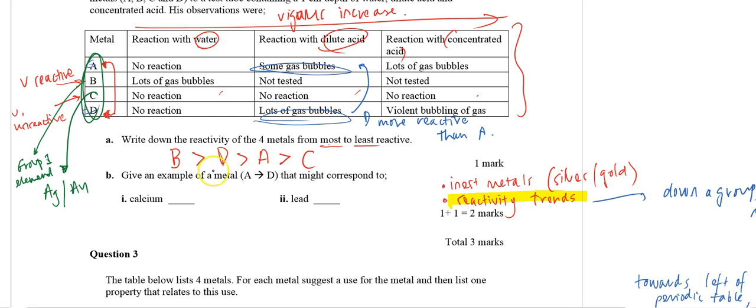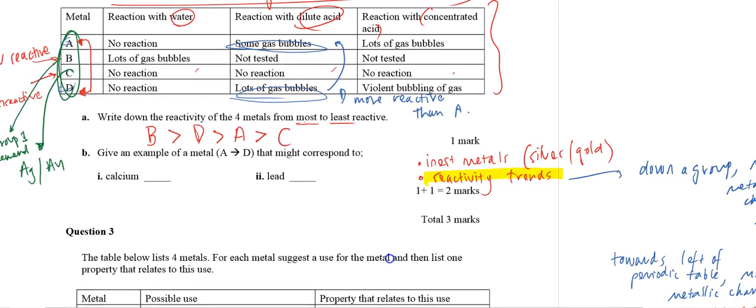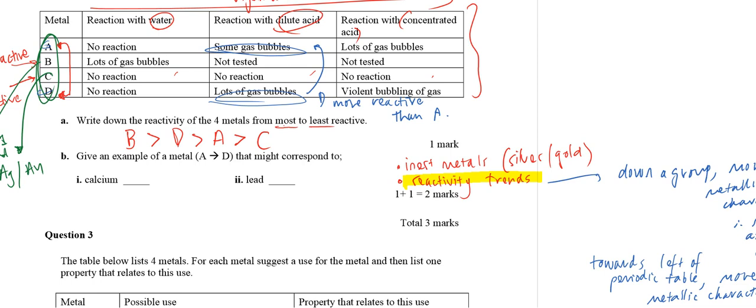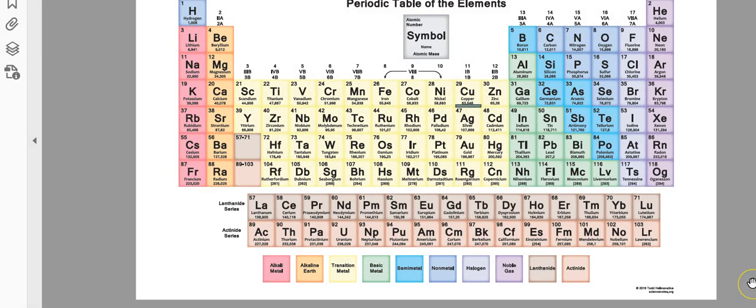So D is more reactive than A. Calcium is more to the left of the periodic table than lead. Sure, lead is further down a group, but lead is actually in group 14. And group 14, as you can see at the top, is carbon. Carbon's a non-metal. Carbon likes to form covalent bonds and stuff.